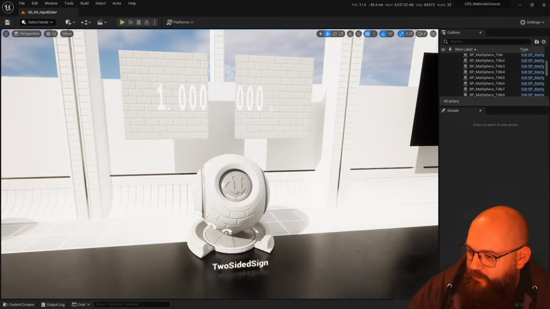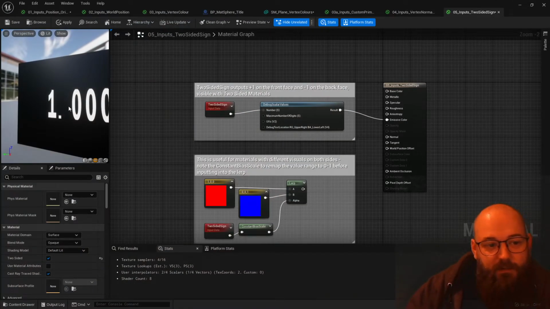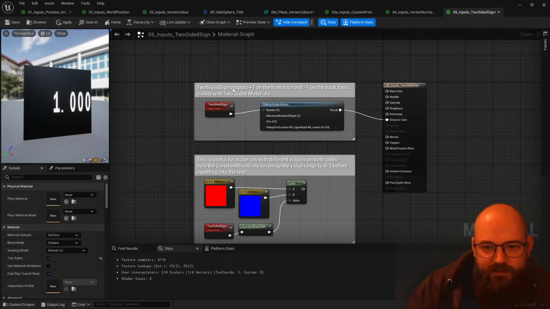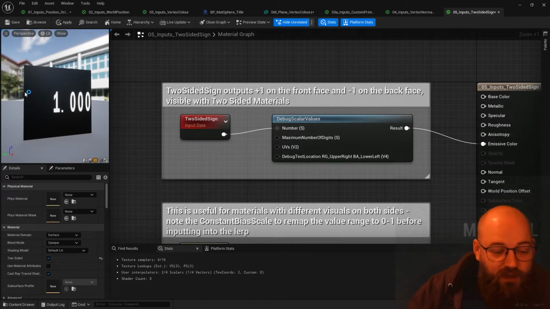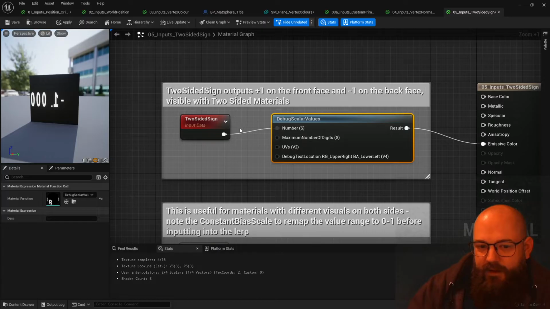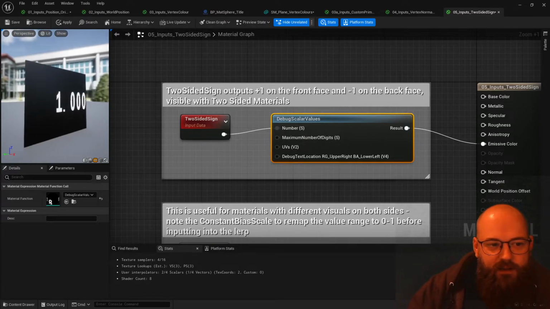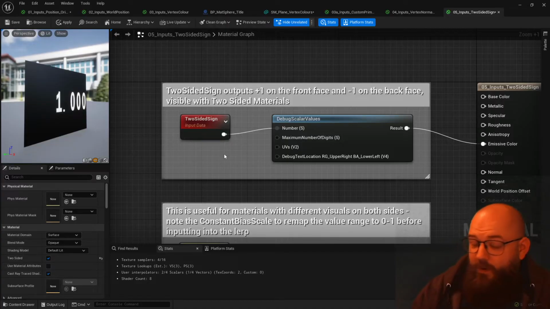Okay, right, so the next thing we're going to be looking at is the two-sided sign node, and this does something very simple but very useful. This outputs different values on the front and back face of two-sided materials. So I've got two-sided enabled over here, and if I look at the back face of my object, I'm just debugging that number, -1 here and +1 here. So it's giving me a kind of multiplier depending on which way things are facing.